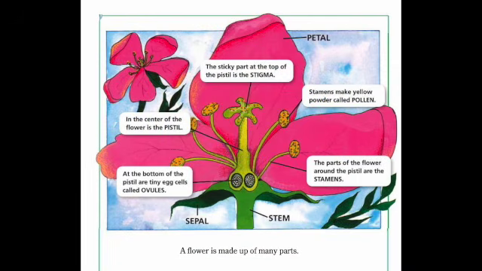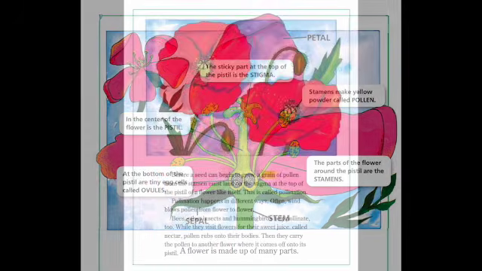Petal. The sticky part at the top of the pistil is the stigma. In the center of the flower is the pistil. Stamens make yellow powder called pollen. At the bottom of the pistil are tiny eggs called ovules. The parts of the flower around the pistil are the stamens. Sepal. Stem. A flower is made up of many parts.